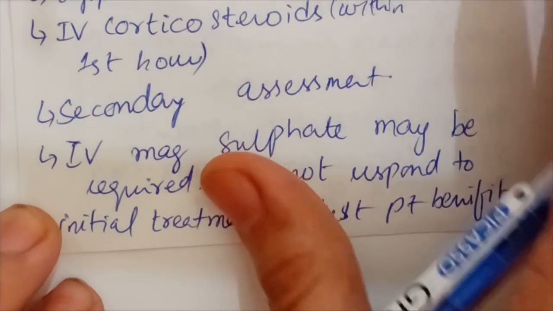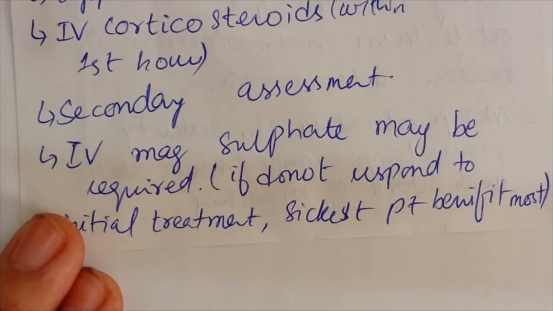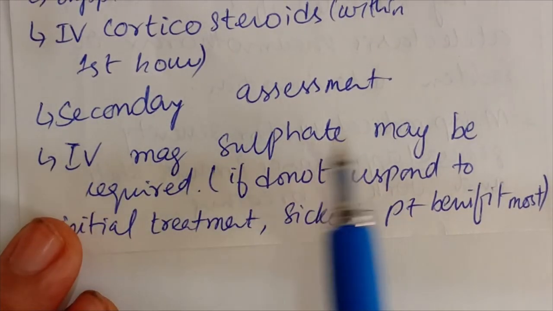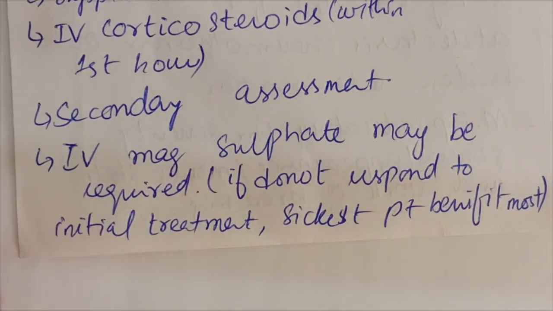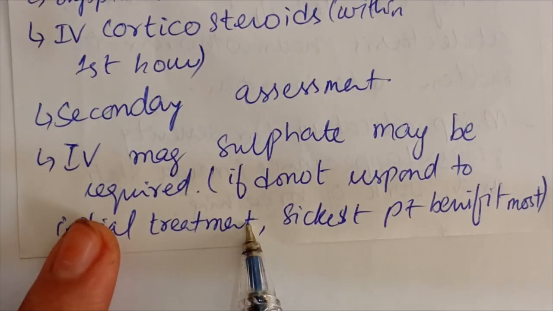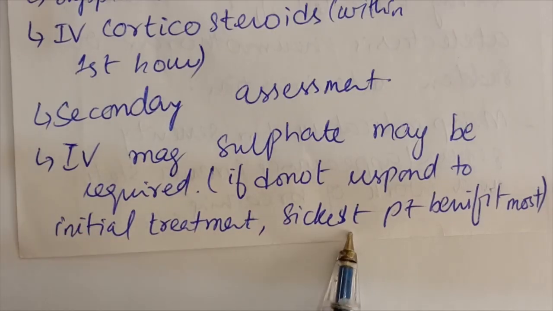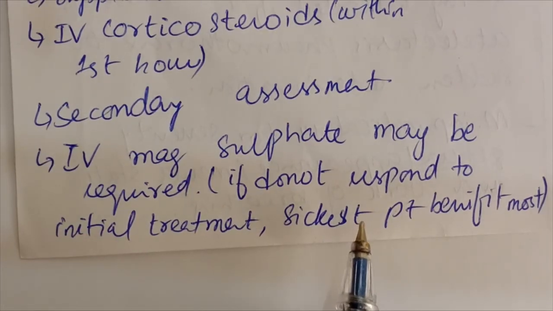Now we are going to do the secondary assessment of the patient. We are going to check in the secondary assessment that the patient's ongoing treatment is right and the patient is responding to the ongoing treatment. If the patient is not responding well, we are going to give IV magnesium sulfate. This can be required if the patient does not respond to initial treatment. The main thing for IV magnesium sulfate is that the sickest patient would benefit from it the most. So the sicker the patient, the more the benefit with IV magnesium sulfate.